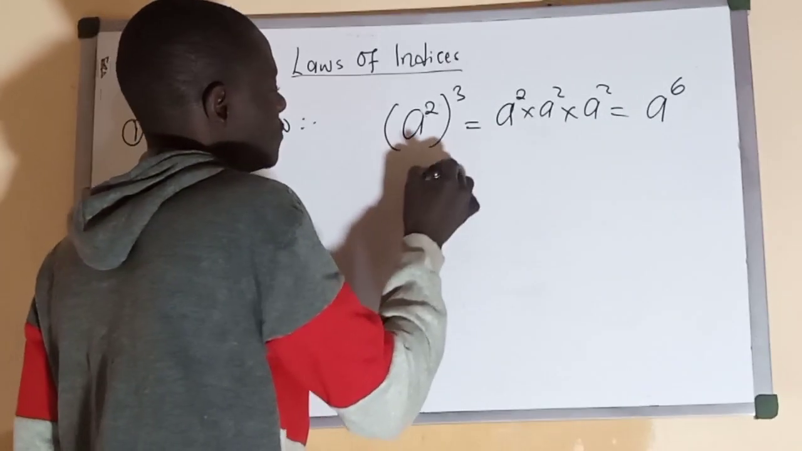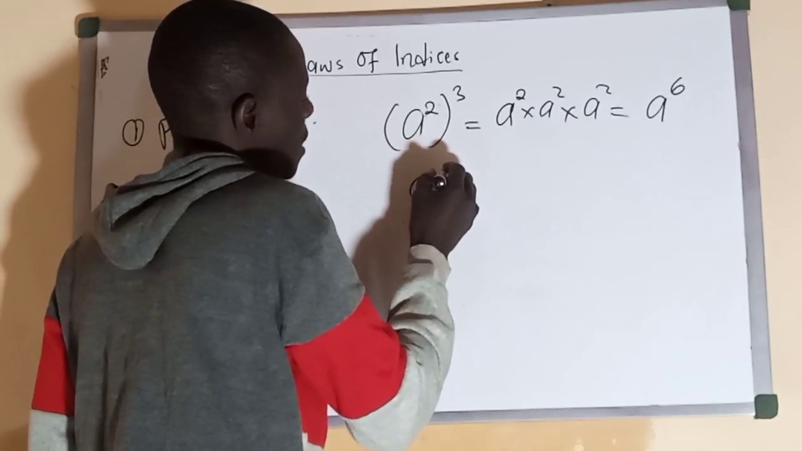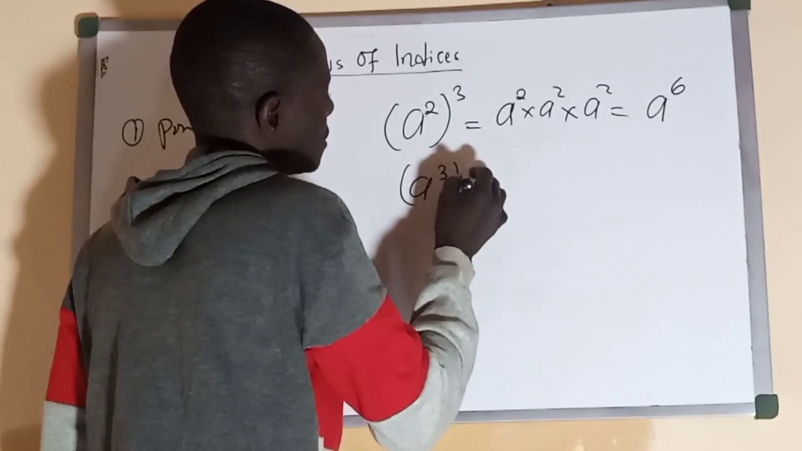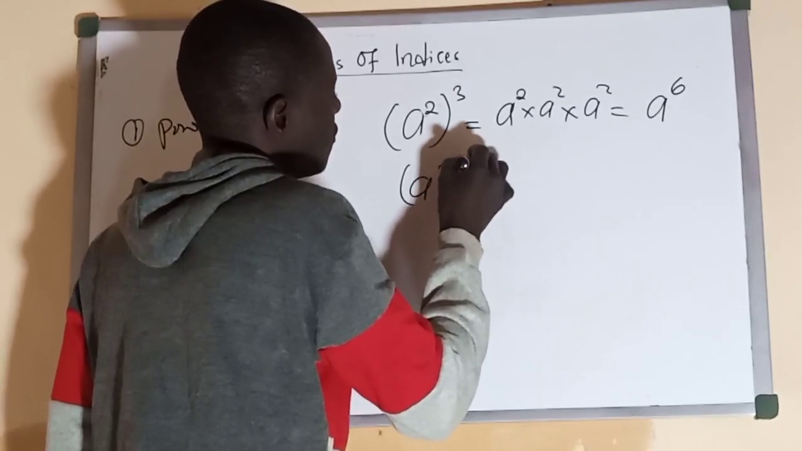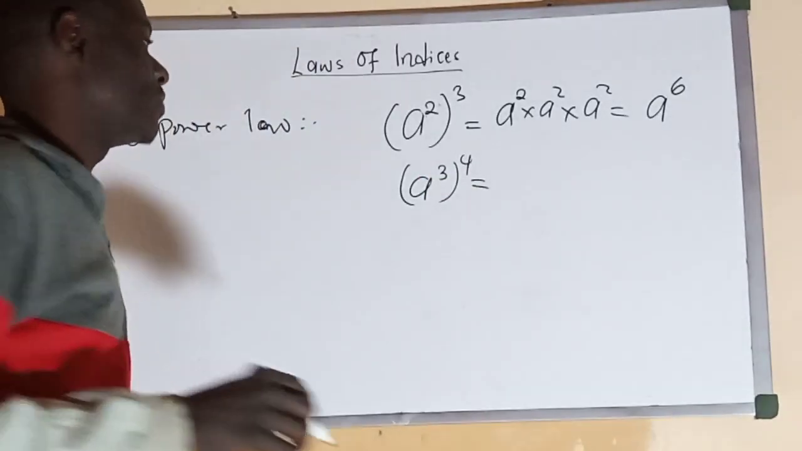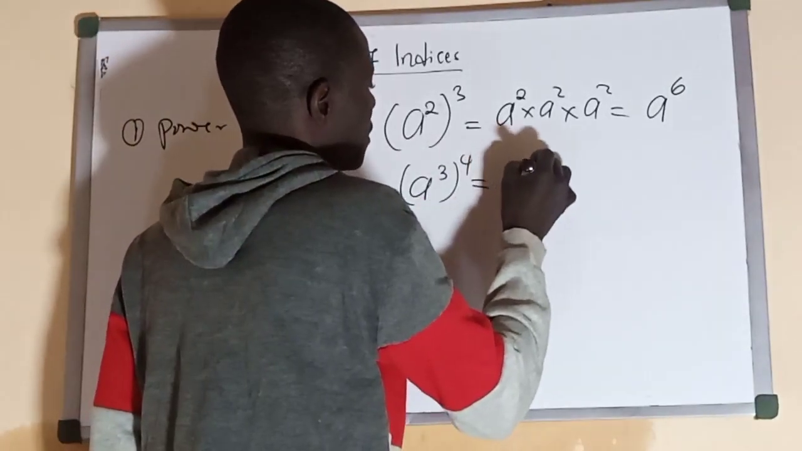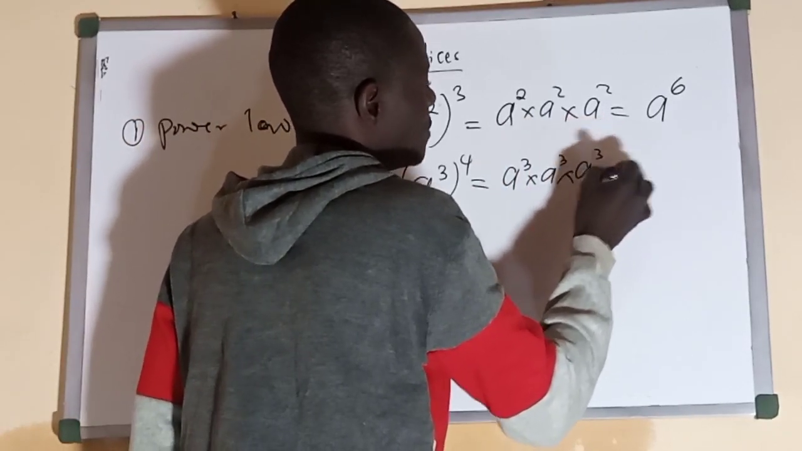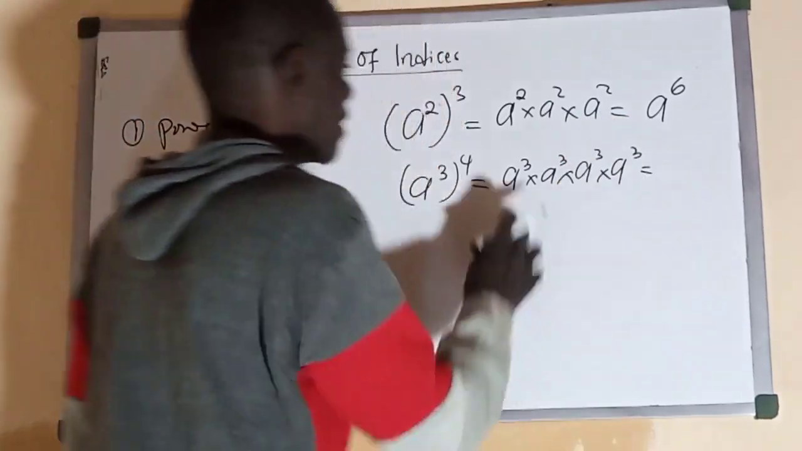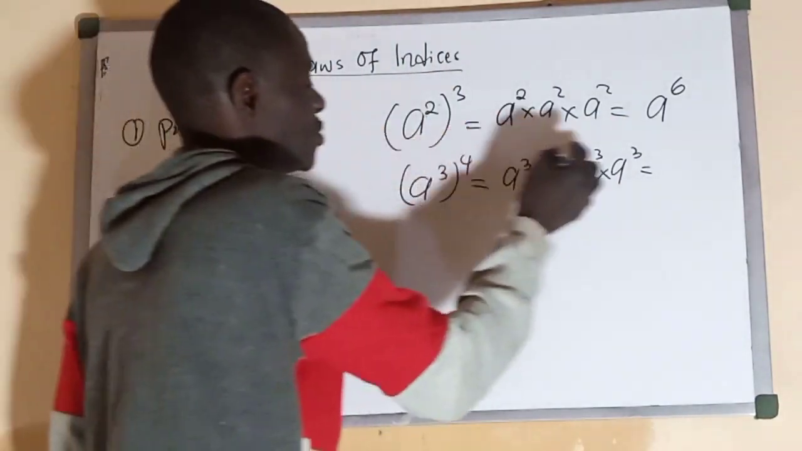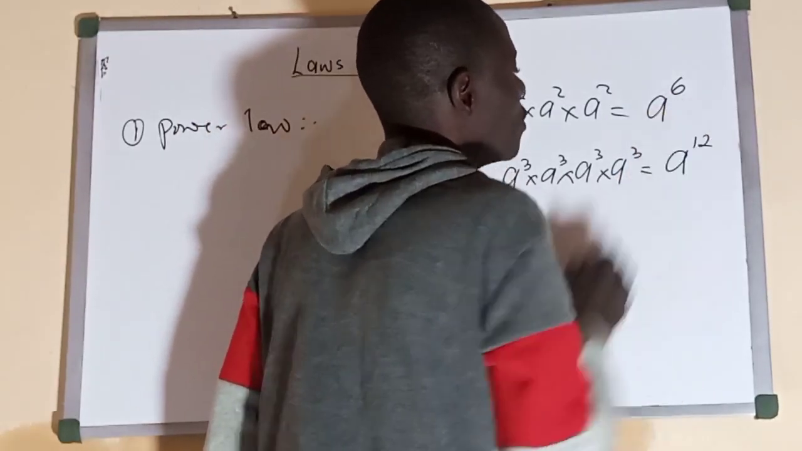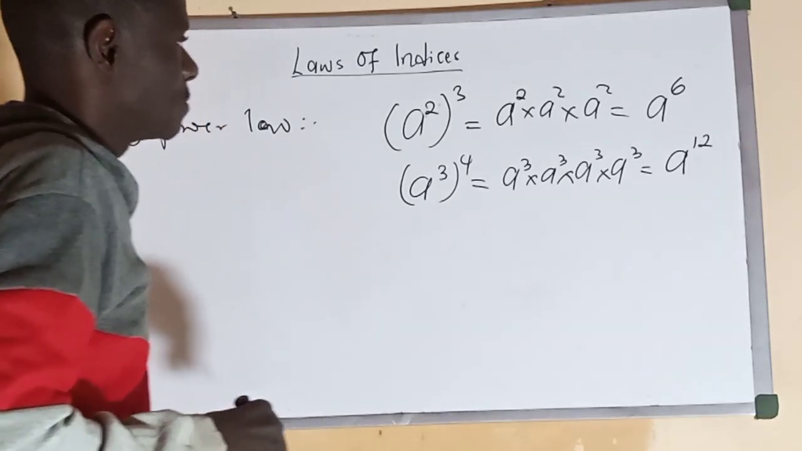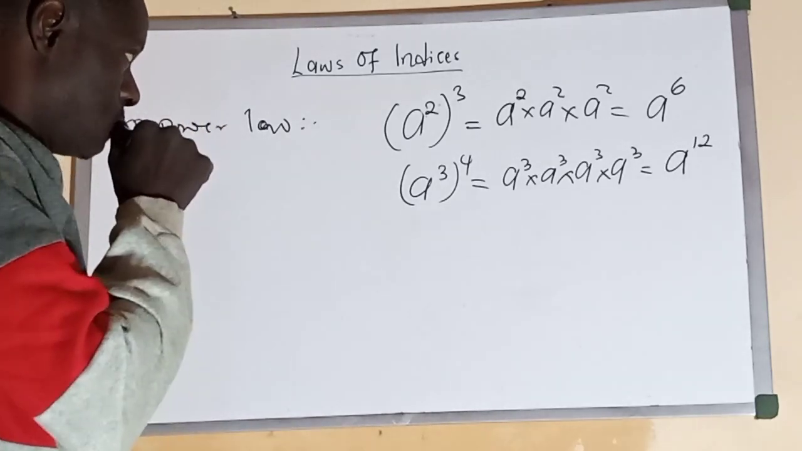Let us have another example. a raised to the power 3, then power 4. Still, we are going to have a power 3 times a power 3 times a power 3 times a power 3. How many times? 4 times, which is equal to a raised to the power of 12. We apply the multiplication law.